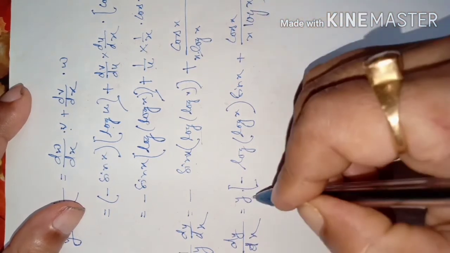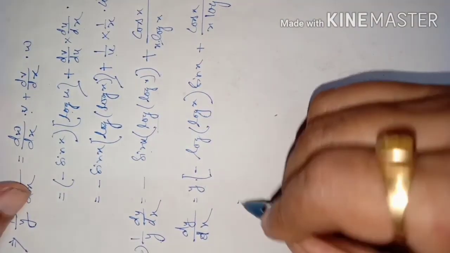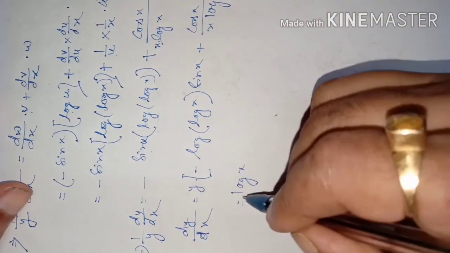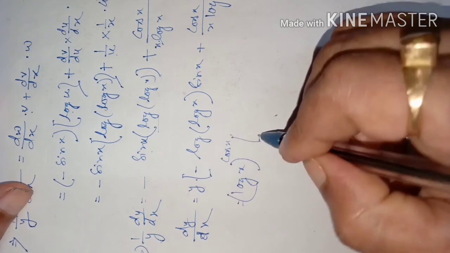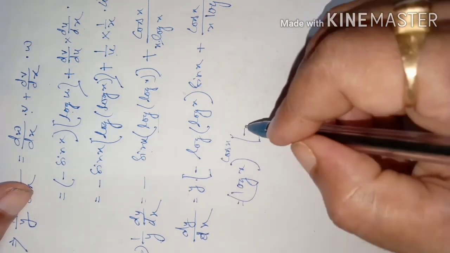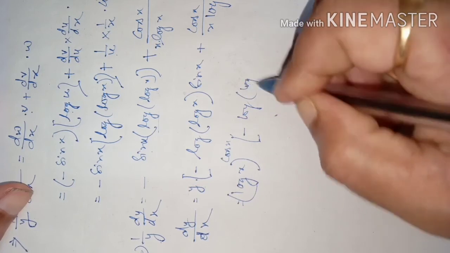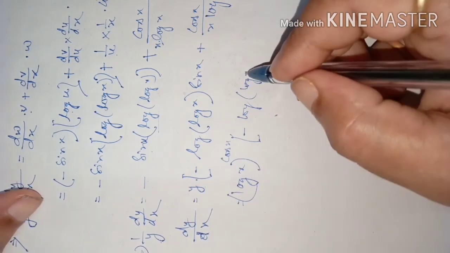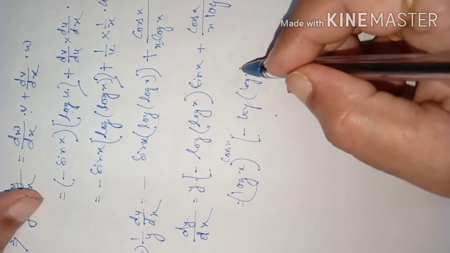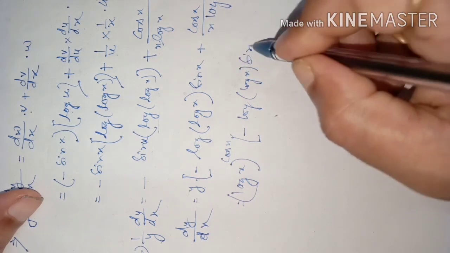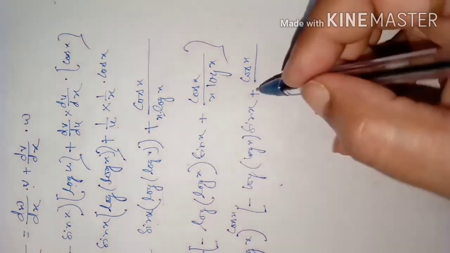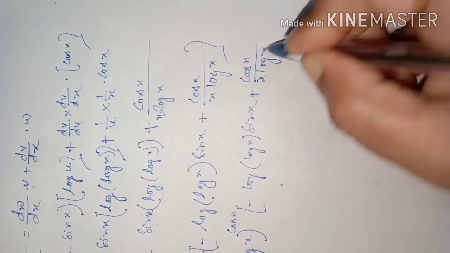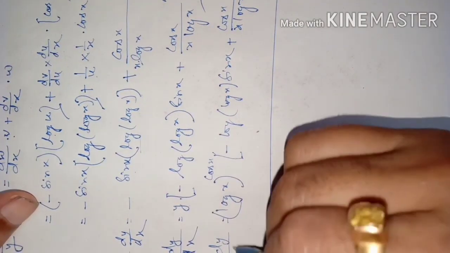Then y stands for what? y stands for log of log x whole to the power of cos x. So it is equal to the whole to the power of cos x, into minus log of log x into sin x, plus cos x by x into log x. Okay students, this is our final answer, that is dy by dx. Got the idea?